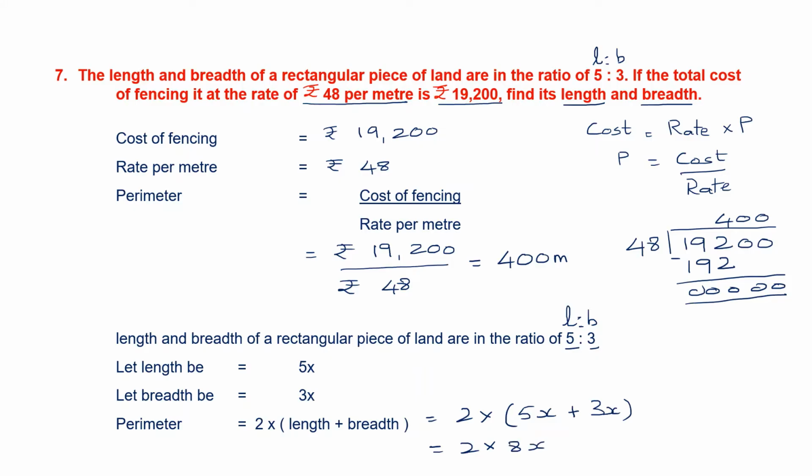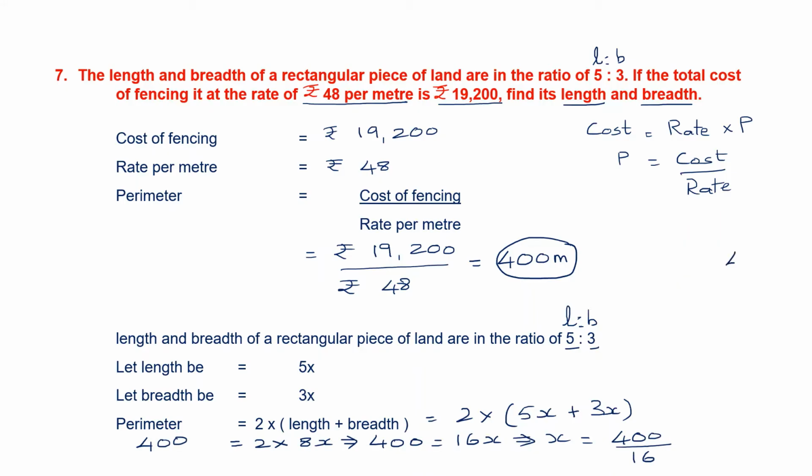So perimeter, it's given to us as cost and rate, and we found it out to be 400 meters. Remember, we found out perimeter to be 400. So we can write 400 meters is equal to 2 into 8x. So 400 meters is equal to 8 into 2, which is 16x. Now we have to find the value of x. So that will be 400 divided by 16.